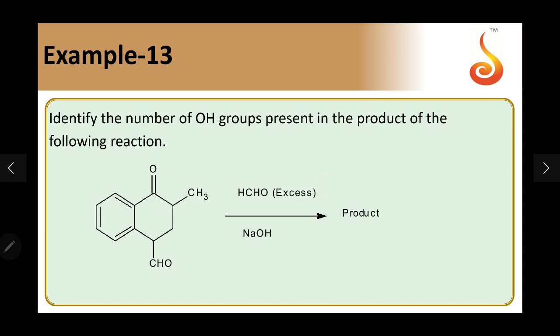Example 13. Identify the number of OH groups present in the product for the following reaction. So we'll go to the solution part. It's an integer type question.